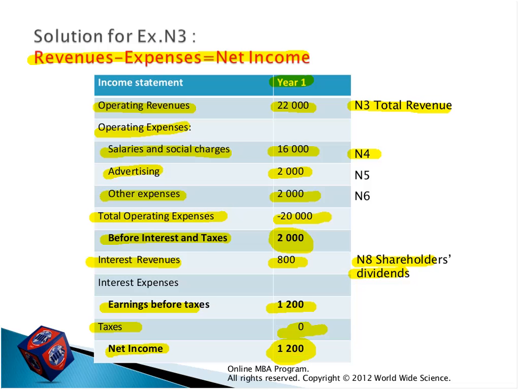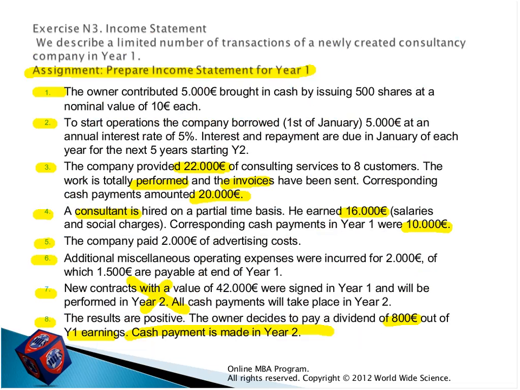So here is the income statement that has been prepared, and I would like to explain some things, because I think you have been confused by some transactions. The first one: the owner contributed 5,000. This statement just says that the owner invests 5,000 in the company. So you won't record this amount in your income statement.